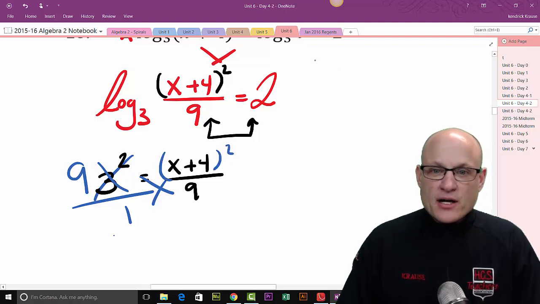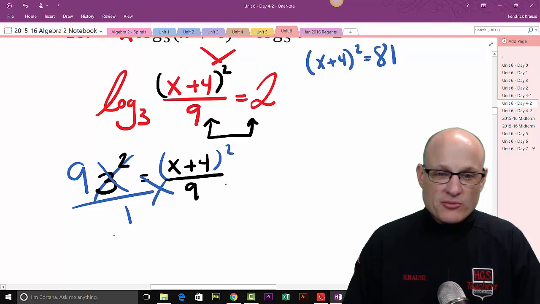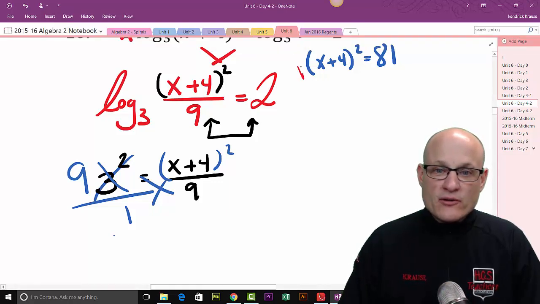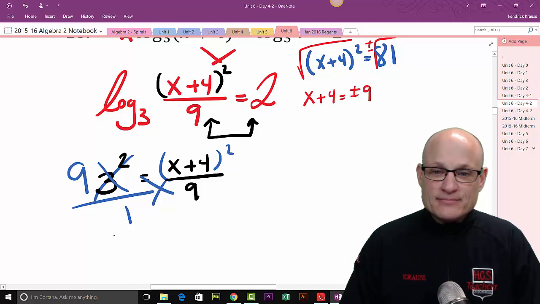I get x plus 4 squared equals 81, because I just cross multiplied. Now I'm going to take the square root of both sides. So square root of this side, square root of this side. When you take the square root, don't forget to put a plus or minus. So I get x plus 4 equals plus or minus 9.